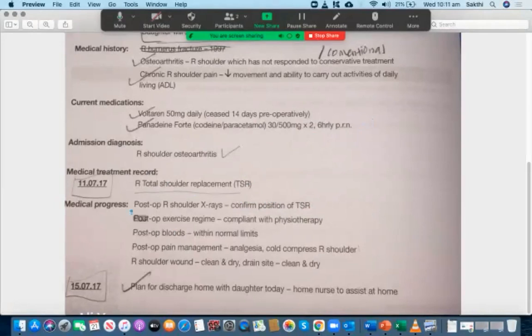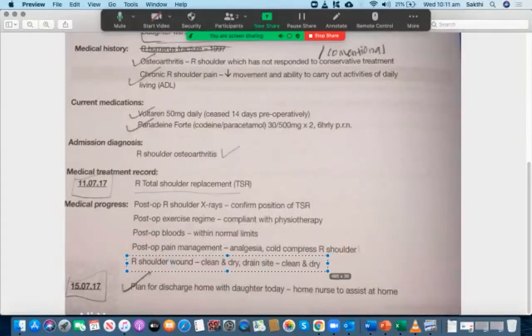Did you mention the post-operative exercise program with the physiotherapy? Yes. Physiotherapy as per the post-total shoulder replacement surgical protocol. So this one, clean, dry, surgical right shoulder wound. Did you mention this? No, I'm not. Only the cold compression is written. You have to write down this one as well.